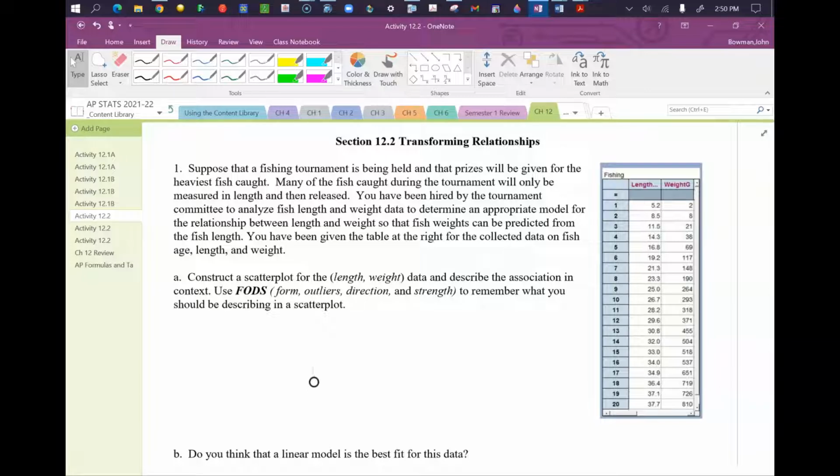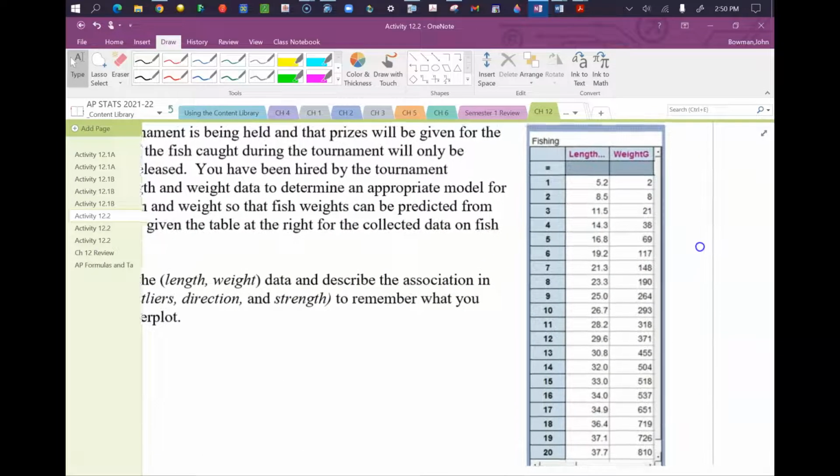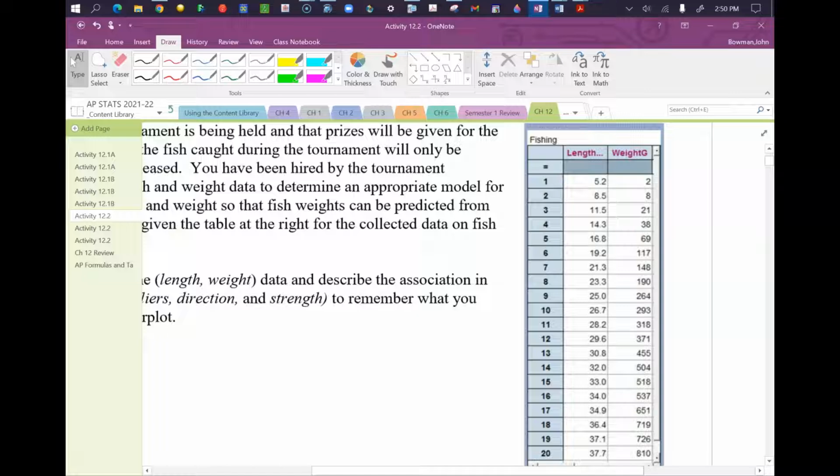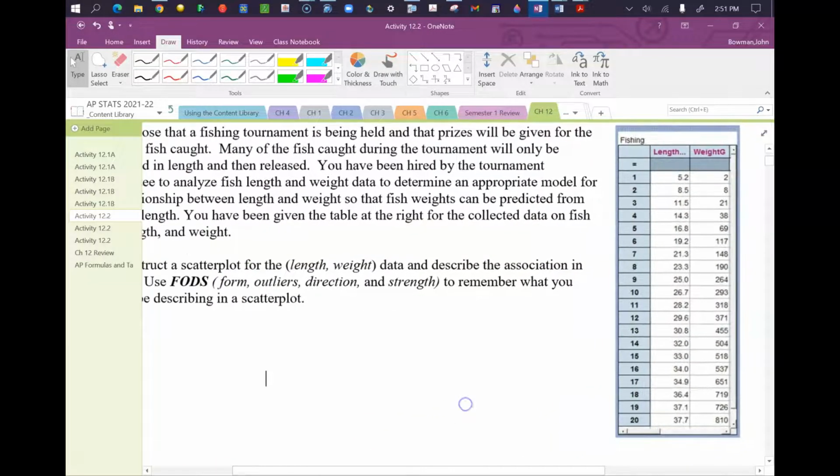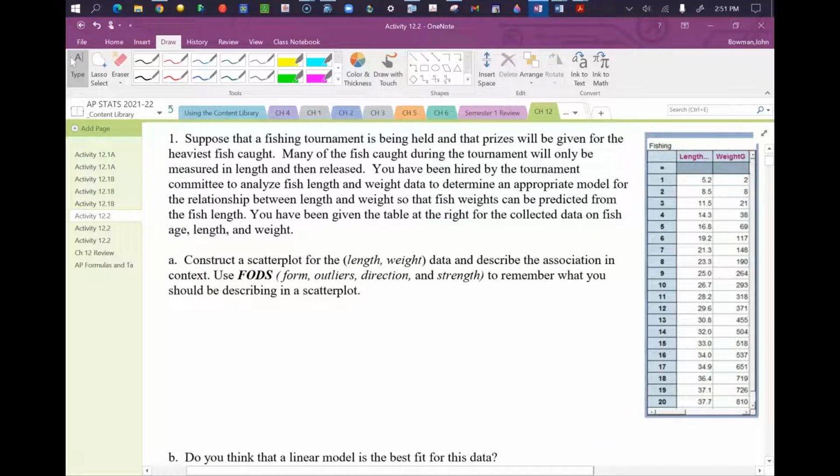So in this case, we're looking at the relationship between the length of a fish caught and its weight. And what we'd like to do is start out by making a scatter plot of length versus weight. So I am going to zoom in on this so you can see this data, and why don't you pause the video for a moment and enter length in for your explanatory variable and weight for your response variable, and take a look at that scatter plot and then describe that in terms of the acronym that we used, FODS, form, outlier, direction, and strength in context.